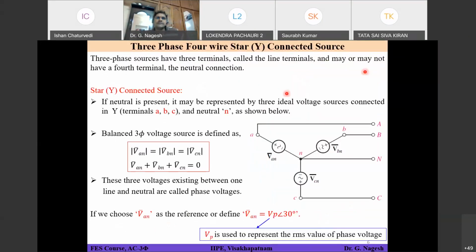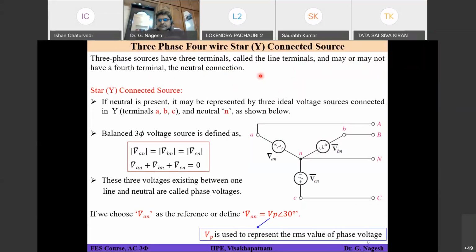Right. So, a 3-phase 4-wire star connected system. When you talk about a star connected system, you will have 4 terminals. 3 we have already seen, which are A, B, C or R, Y, B, and one more terminal will be there, which is called the neutral. The 3-phase source has 3 terminals, and these 3 terminals may or may not have a 4th terminal, the neutral connection.